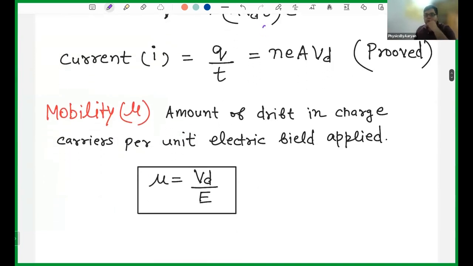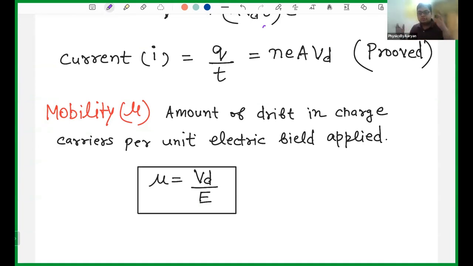Okay, now mobility. The entire semiconductor industry is running behind one thing: how to improve the mobility of the material. Better the mobility, better the device you have. My entire research was on how I can improve the mobility of the device.